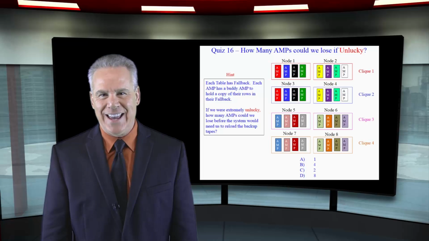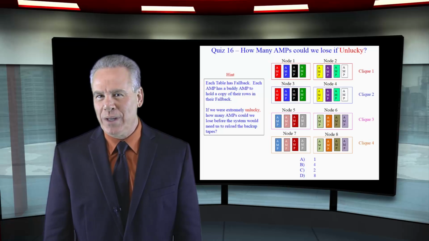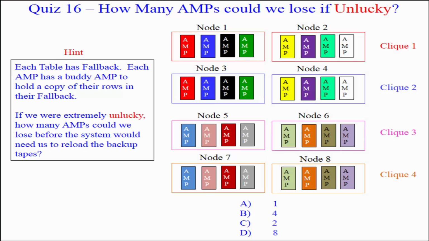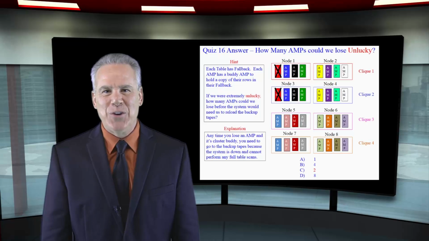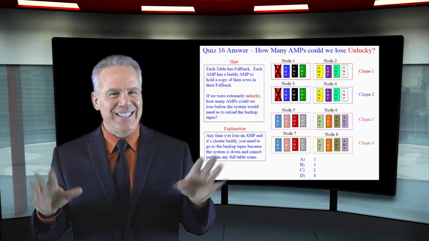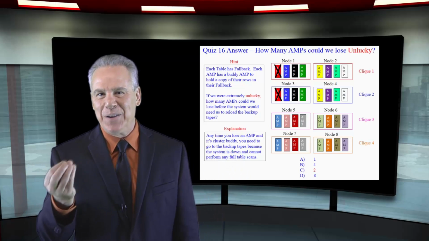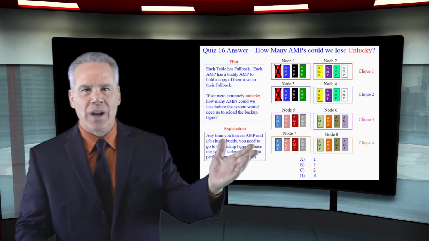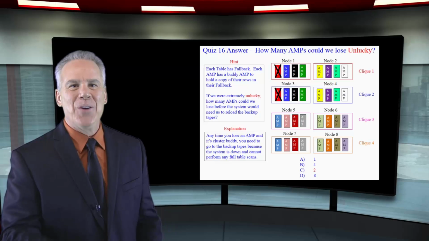On a very bad day, how many amps could we lose minimum and be down? Two amps. On a bad day, we say we've got 32 amps and 16 clusters. We really feel protected. We lost 1 amp, no big deal. Oh no, we lost another amp and they were in the same cluster. We're down.